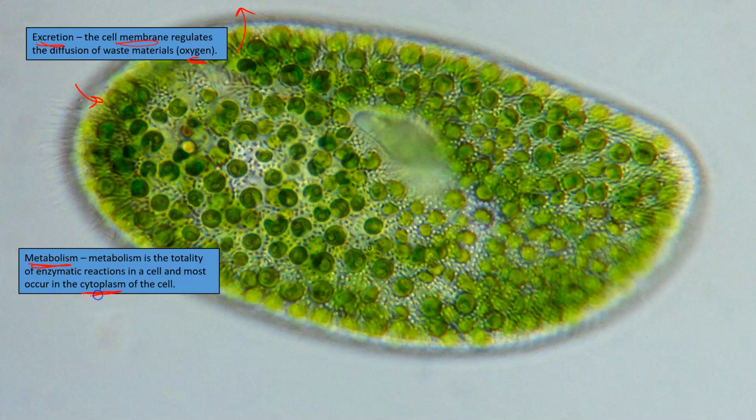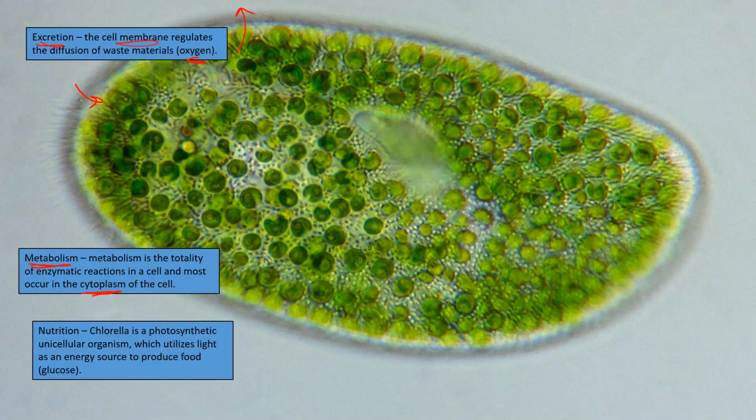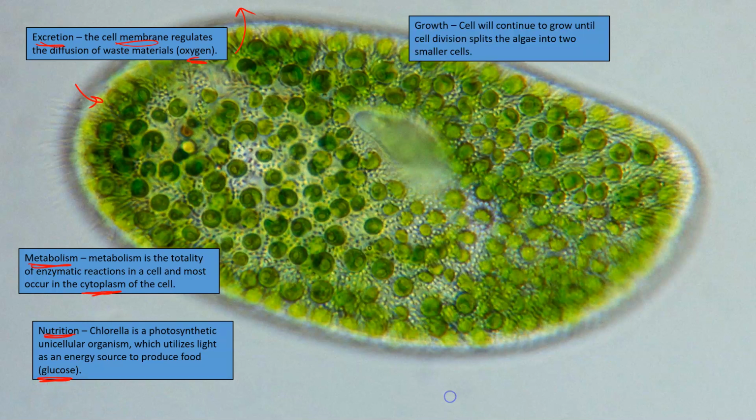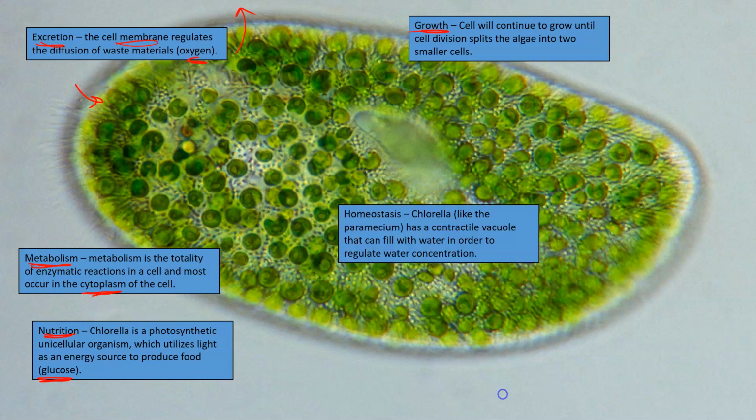Metabolism, again, happens in the cytoplasm. Metabolism is that sum total of enzymatic reactions made up of catabolism and anabolism. Again, cytoplasm. Nutrition, they are a photosynthetic unicellular organism, so they produce their own food. That food is glucose, just like any other plant. Produces that via photosynthesis. We're going to talk in depth in a little while, in later videos, about photosynthesis, so stay tuned. Growth, these cells get bigger, just like the other unicellular organisms we talked about, like Paramecium. When they get too big, they will split from one into two. And again, that's just to maximize surface area, which is going to be later on in this video as well.